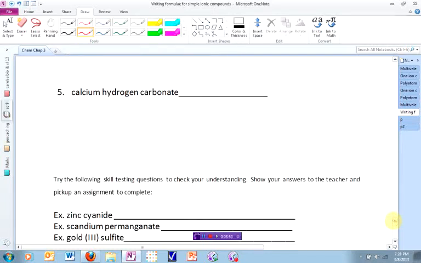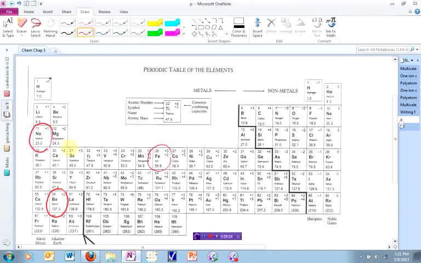Last example is calcium hydrogen carbonate. So that looks like it actually has 3 elements in it. It can be a bit confusing at first. Let's start with the metal, calcium. Look on the periodic table, Ca+2.